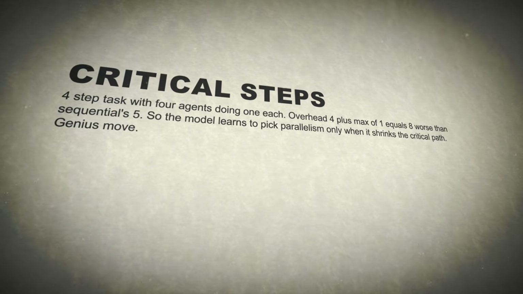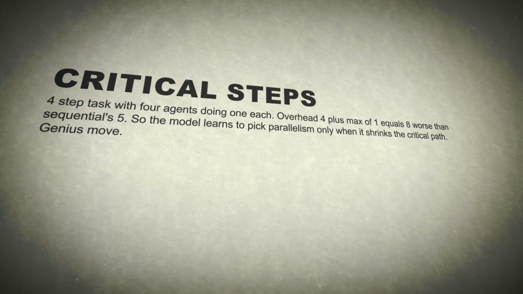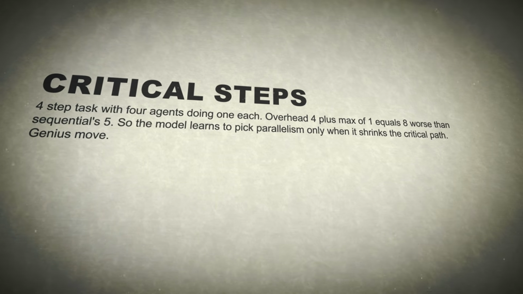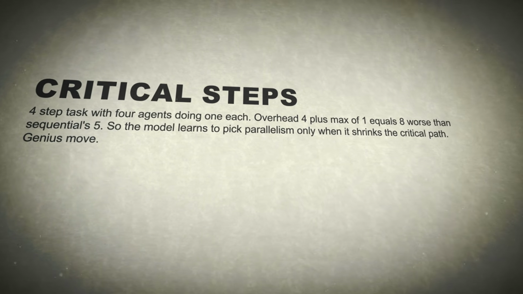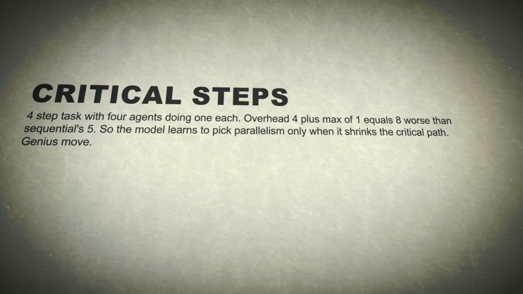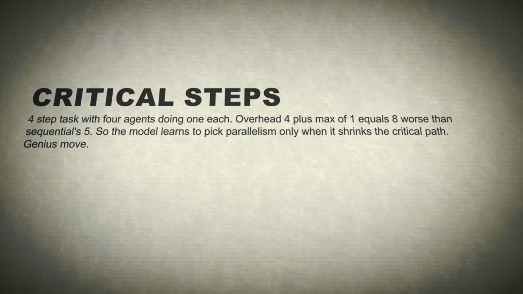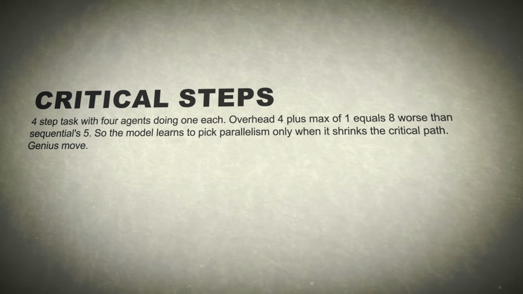Flip it. A 4-step task with 4 agents doing 1 each. Overhead 4 plus max of 1 equals 8. Worse than sequential's 5. So the model learns to pick parallelism only when it shrinks the critical path. Genius move, especially from a team led by Xiling Yang, the guy behind XLNet that supercharged BERT back in the day.